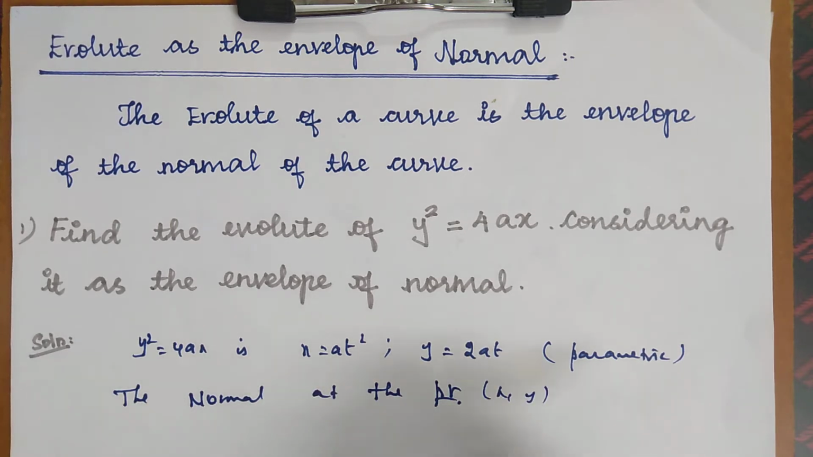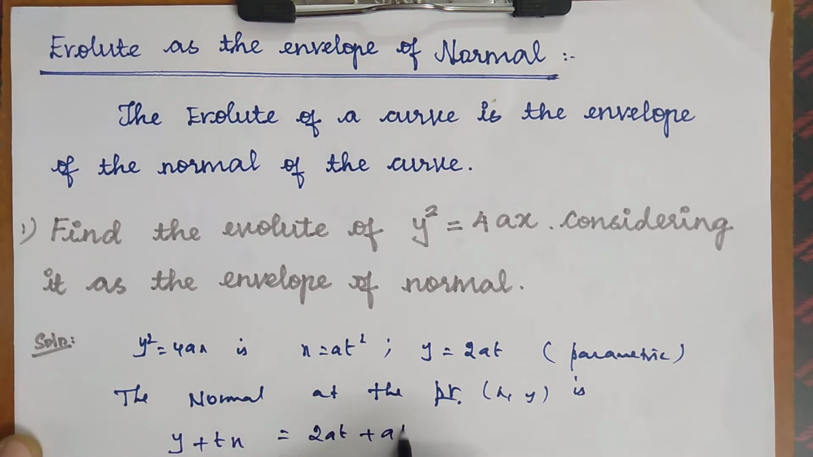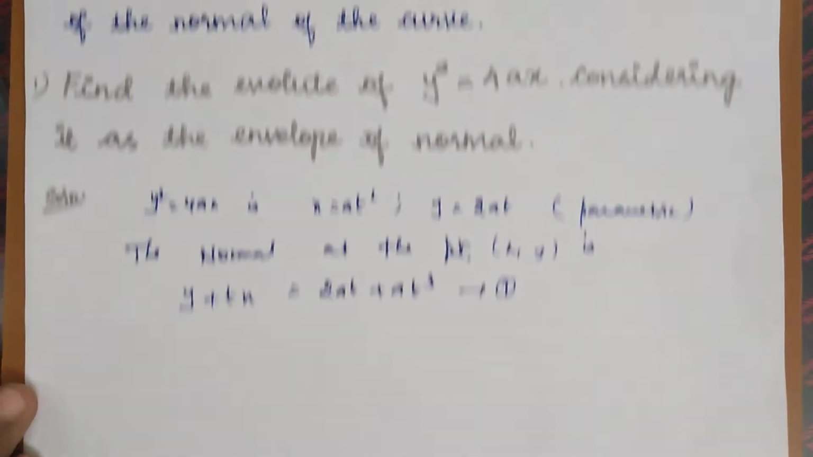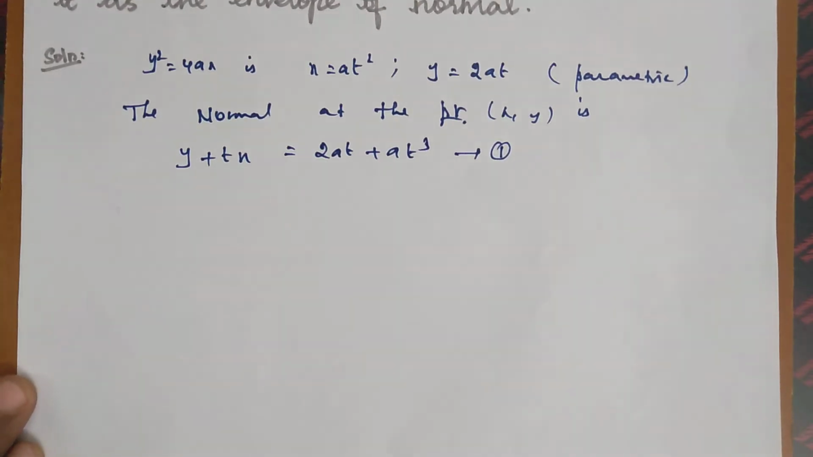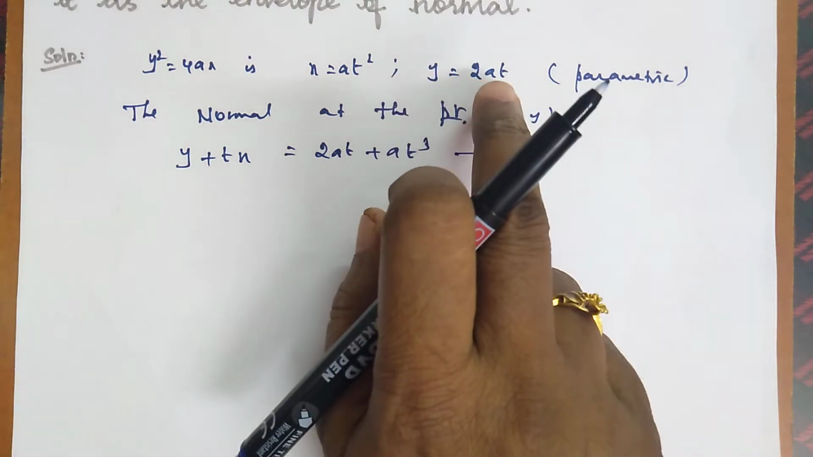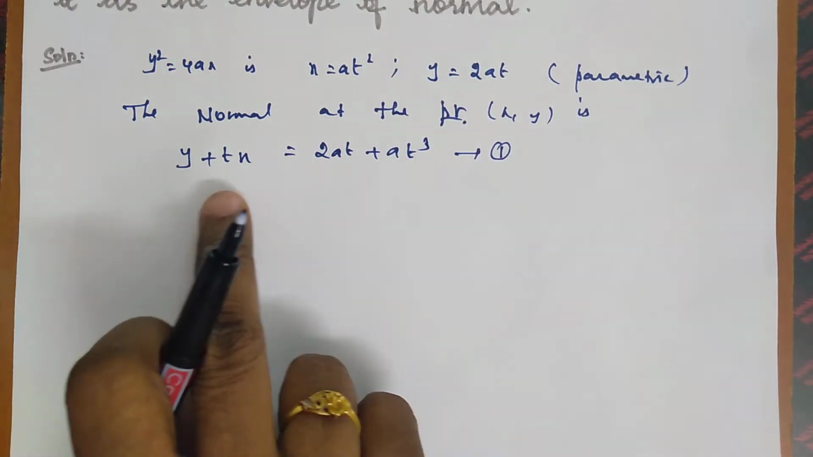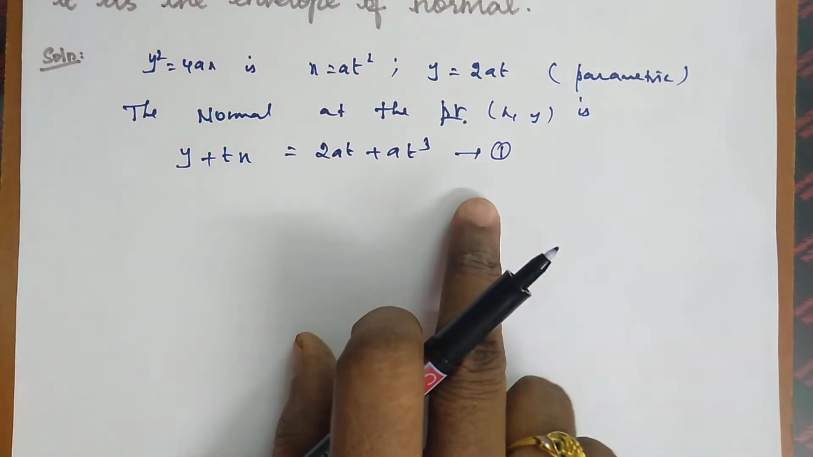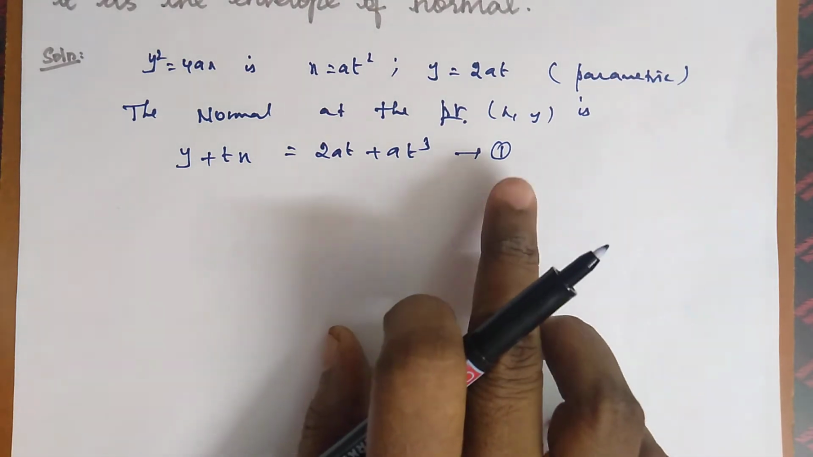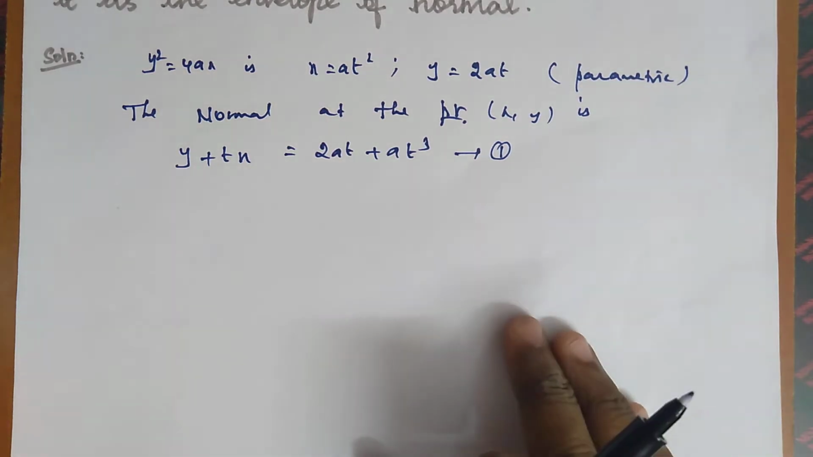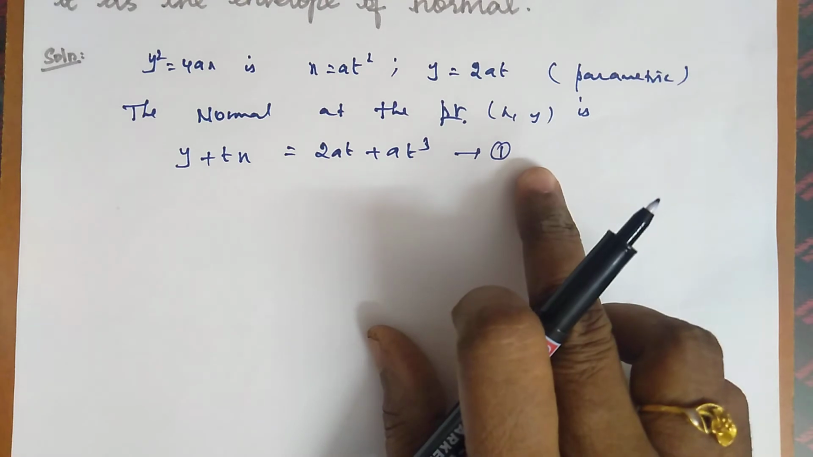The normal equation is y plus tx equal to 2at plus at cube. This is the normal equation for the curve y square equal to 4ax at the point x equal to at square, y equal to 2at. We call the normal equation as equation 1. Now we have to find the envelope of this equation 1.